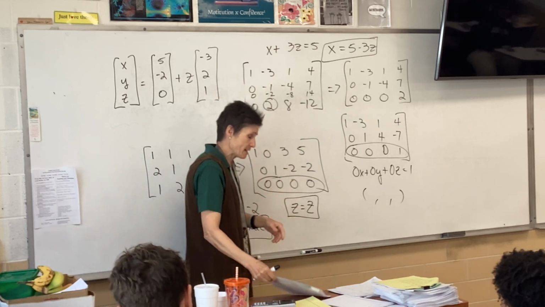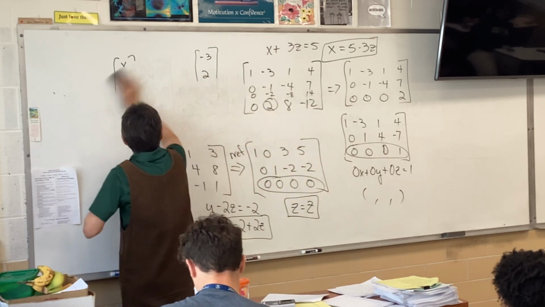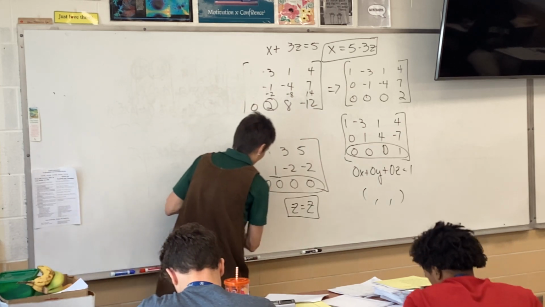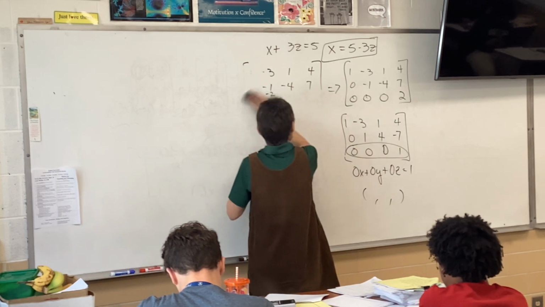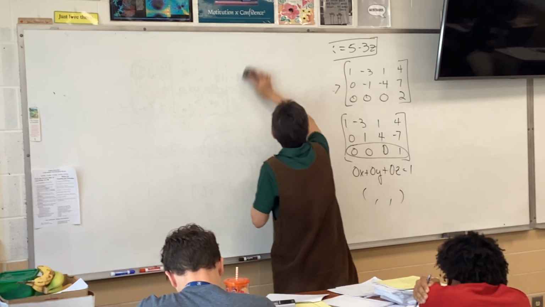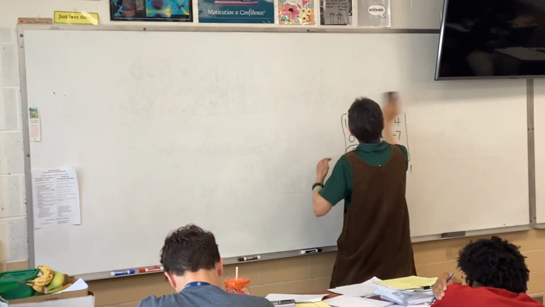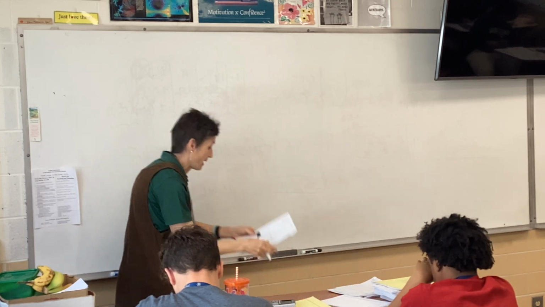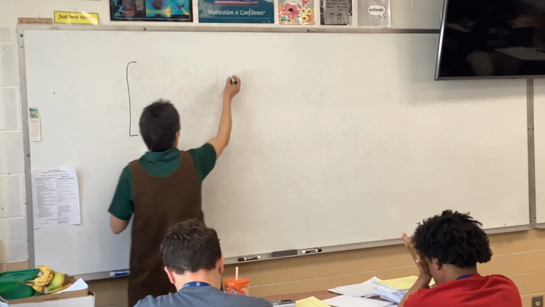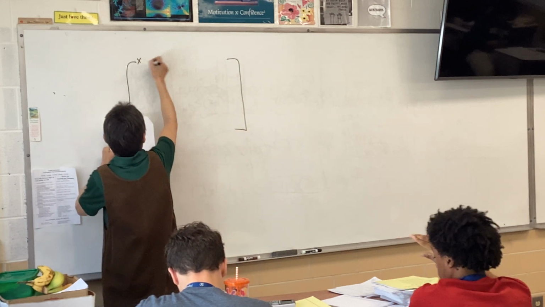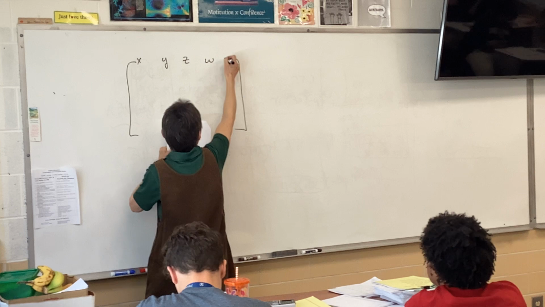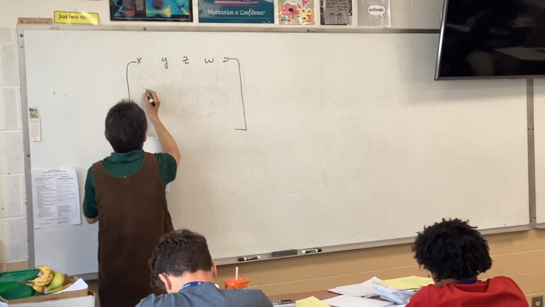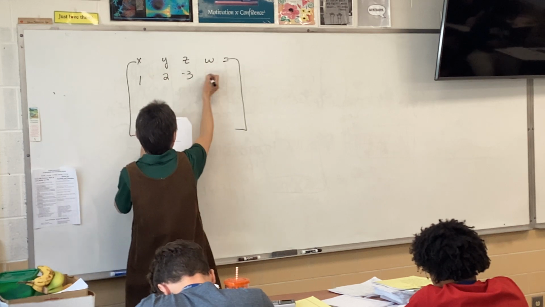Now, do notice that number 6 is a little bit different because, well, tell me, what do you notice about number 6? We still have 3 equations, but now we have 4 variables. So when you set up your matrix, guys, be very organized about it. So I have my x's, my y's, my z's, my w's, and my equals. Does that make sense to everybody? So 1, 2, negative 3, 0.